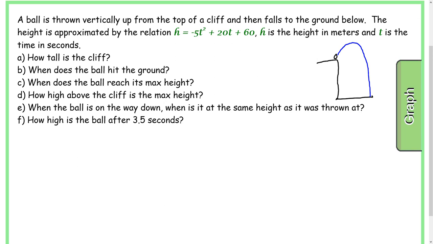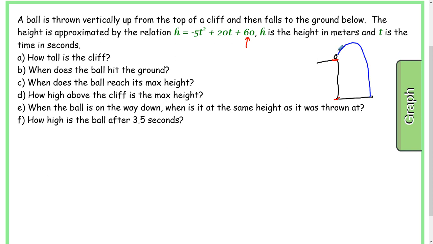Now, the first question is asking you, how tall is the cliff? So we're assuming that the ball is right at ground level. So we would need to figure out this height right here. Well, this height is the initial height of the ball. And you've heard that terminology before. This is our initial height, or our starting point.